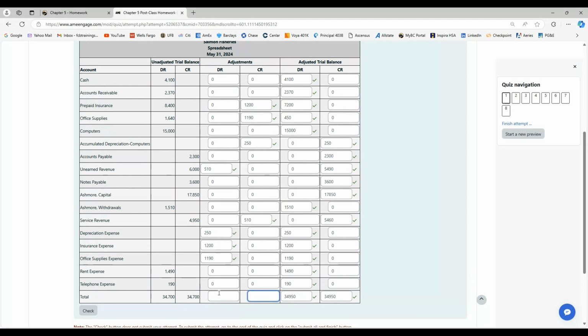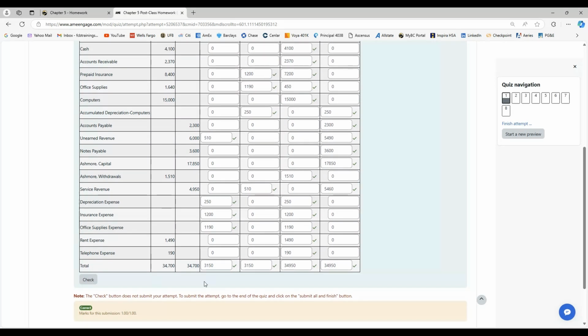The one thing I didn't do correctly, I've got to add my adjustments here, my debits and credits. Yep, that's the problem. There we go. Okay, so we want to add up our 510, 250, 1200, and 1190. So add up all the debits and credits, because it's not zero. There will be an amount for debits and for credits. So 3150, and it should be 3150. Your debits and credits should equal.